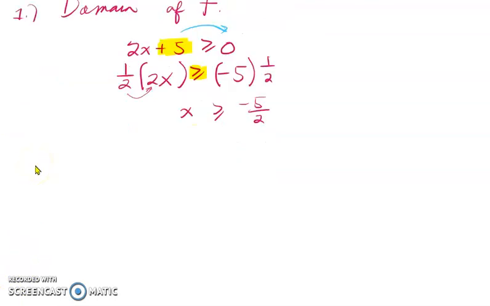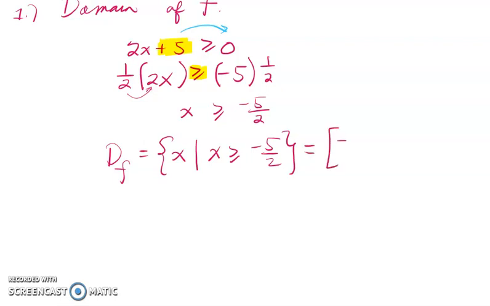Okay, so this means that the domain of f, right? So the domain of f, so we'll denote that by d sub f. Domain of f is just the set of all x such that x is greater than or equal to negative 5/2. In interval notation, we can write this one as negative 5/2 to positive infinity.